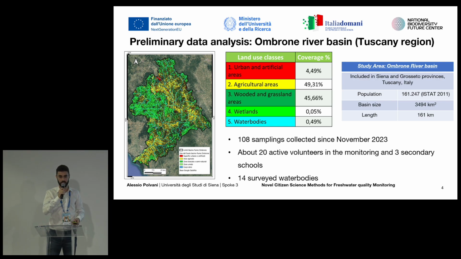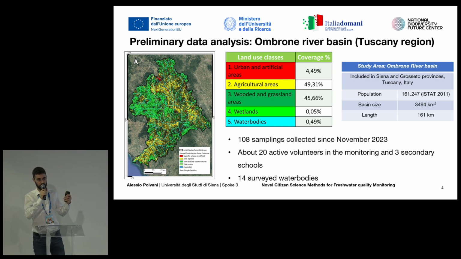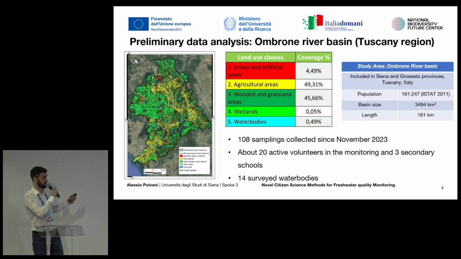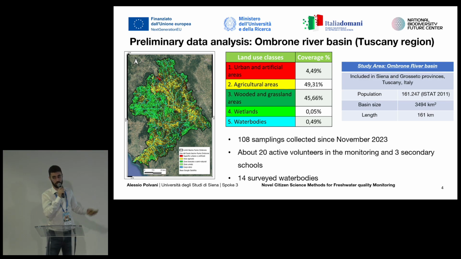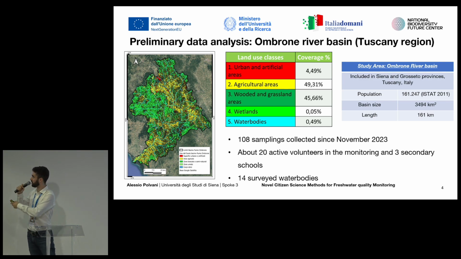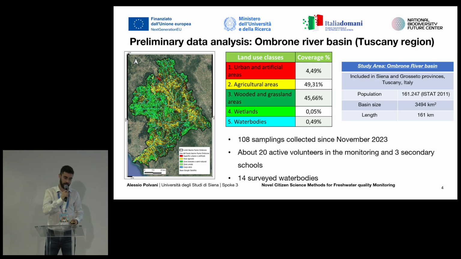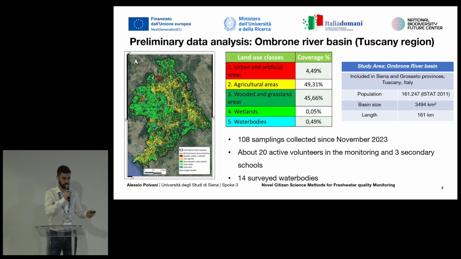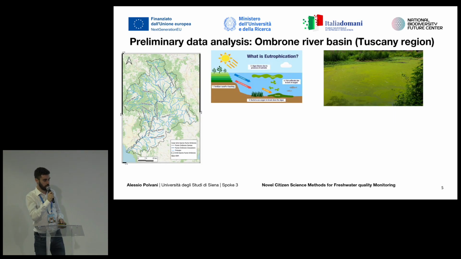So far, we collected 108 samplings. Volunteers collected 108 samplings by surveying 14 different water bodies. Of course, they are all part of the Ombrone River Basin. And we have about 20 active volunteers in the monitoring, and we also involved secondary schools.